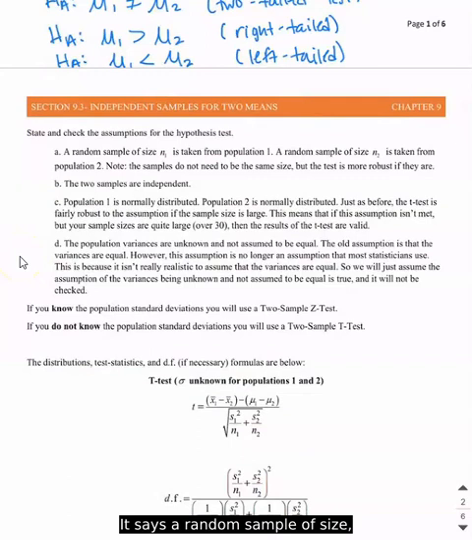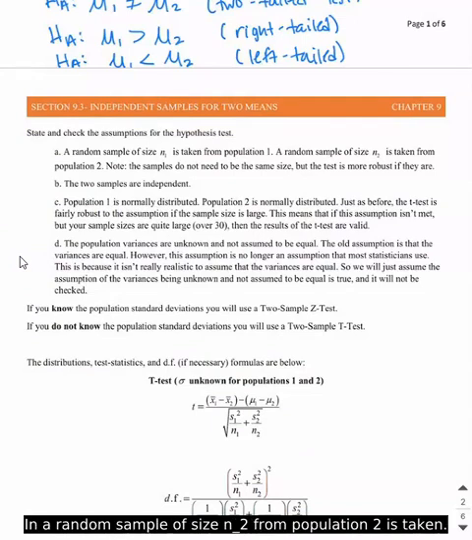It says a random sample of size N sub 1 is taken from population 1. The biggest thing here is it's a random sample. So a random sample of size N sub 2 from population 2 is taken. Note, the samples do not need to be the same size, but the test is more robust if they are.